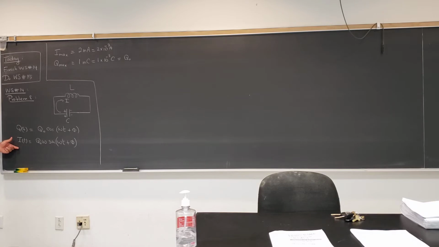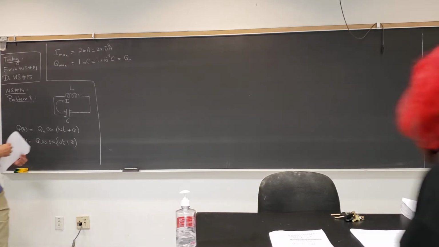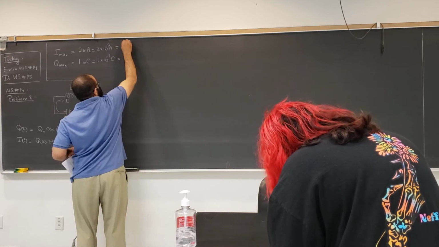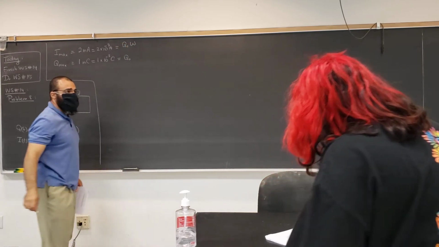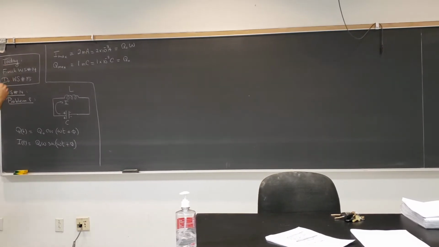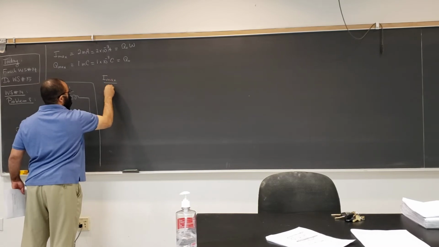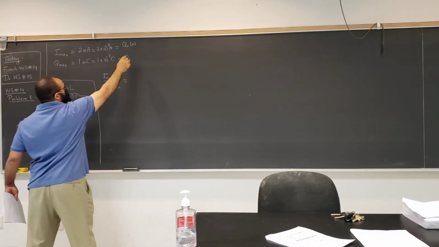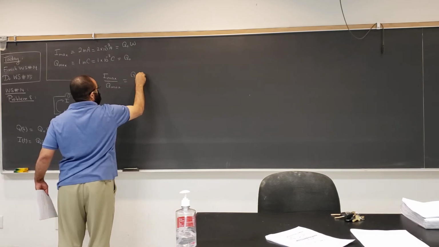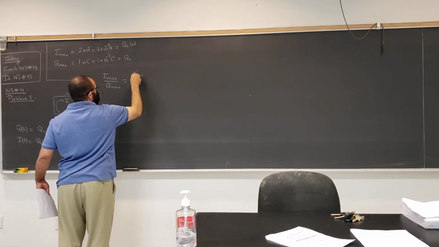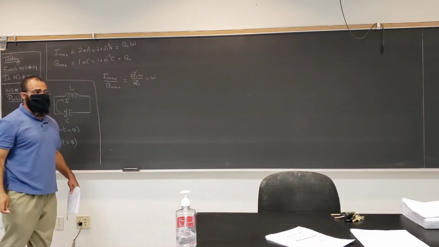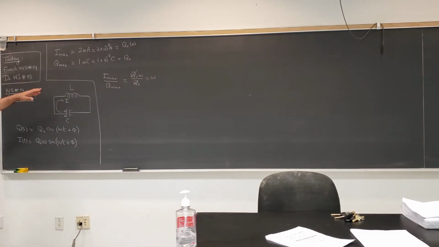According to this equation, what can the maximum current be? Q naught omega. Yes, the maximum current is Q naught times omega. Well, what happens if I divide I max over Q max? That will give me Q naught omega divided by Q naught. You cancel this and you just get omega. That's what this is saying: if I divide I max over Q max, I get omega.